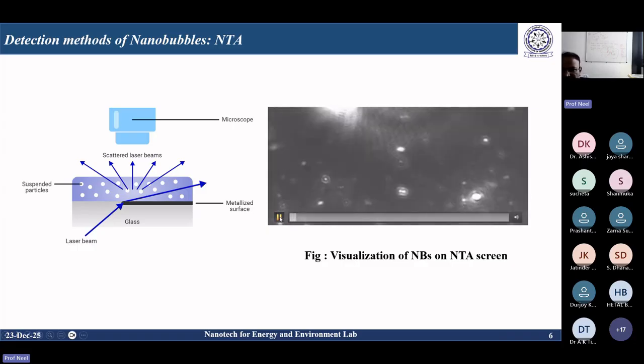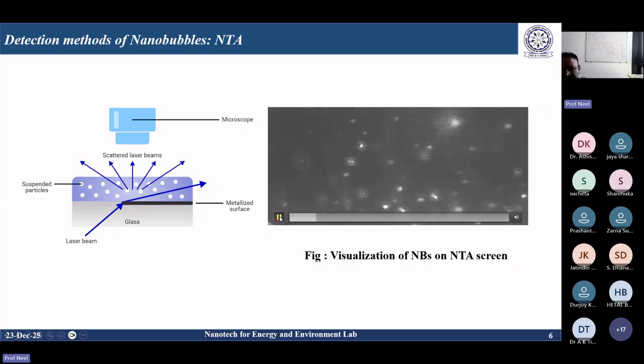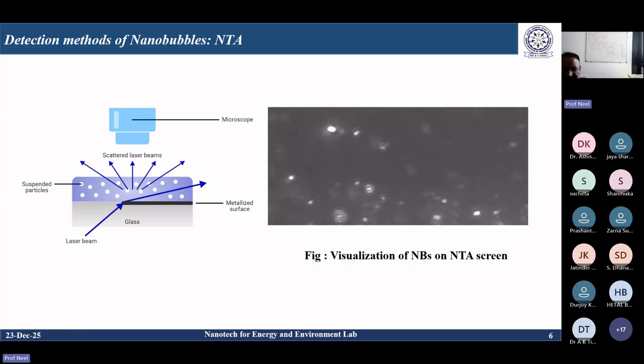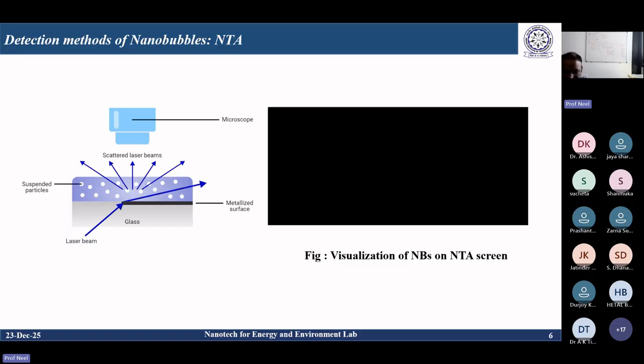Yeah. So here you can clearly see the Brownian motion of the bubbles under this NTA system. One can clearly observe the Brownian motion. They are under random motion, and that's what I was saying. These bubbles do not rise because they are neutrally buoyant. These bubbles are suspended in the water, and they never rise in the liquid. So that's the important property of the bubble, right?